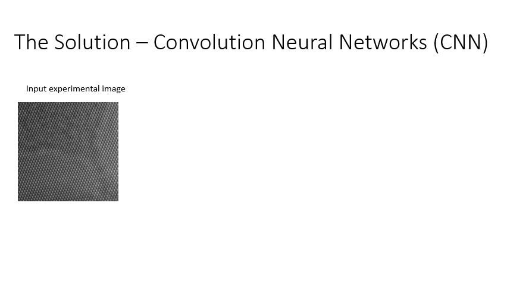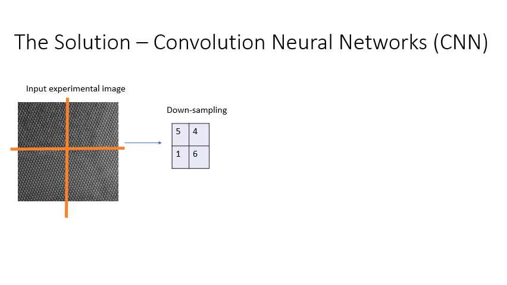The solution is convolution neural networks. Consider an experimental image that we have taken. And now, for simplicity, we will divide it into 4 quadrants. It then uses special numbers called weights to assign each pixel in each quadrant an importance. The process of assigning single numbers to all pixels in this quadrant is called downsampling. So everything in this would be a 5, while everything in this would be a 4.